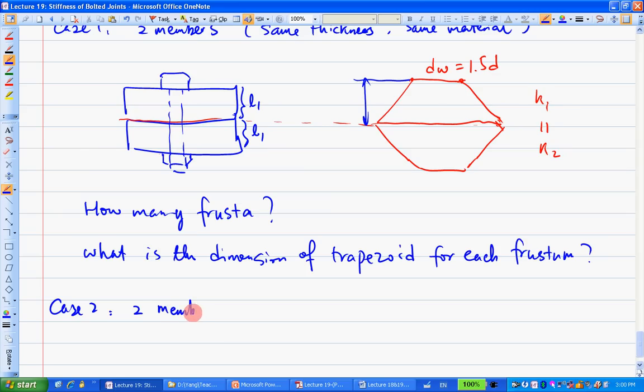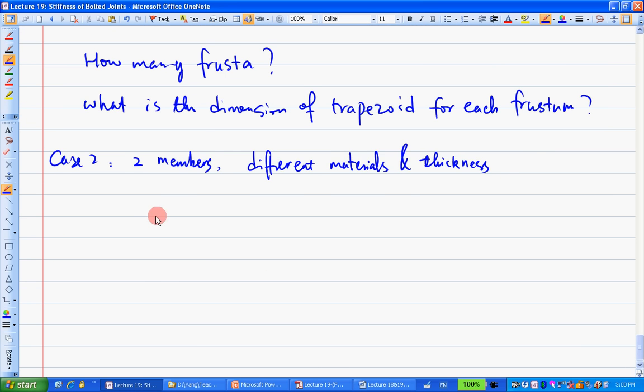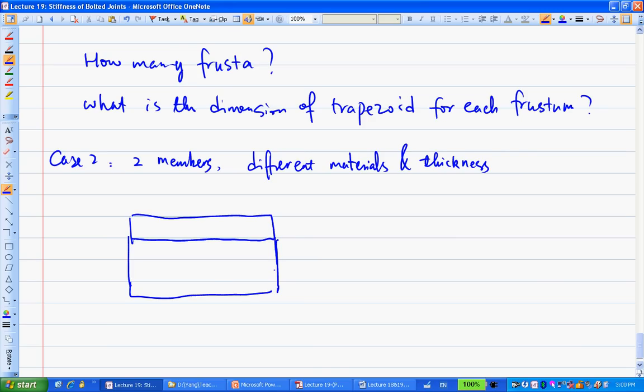Still, let's take a look at two members, with different materials, stiffness and thickness. What do we mean by this? If I draw it, there's a member right here, and then there's another member over here. The first member has a thickness of L1, the second member has a thickness of L2. L1 is not the same as L2, and the first material, let's say, is steel, the second one maybe iron. So that's different material, different thickness.